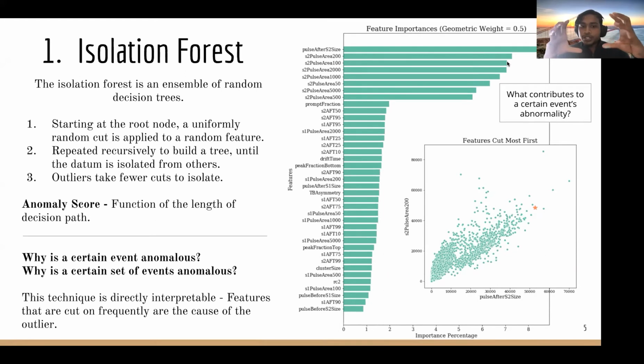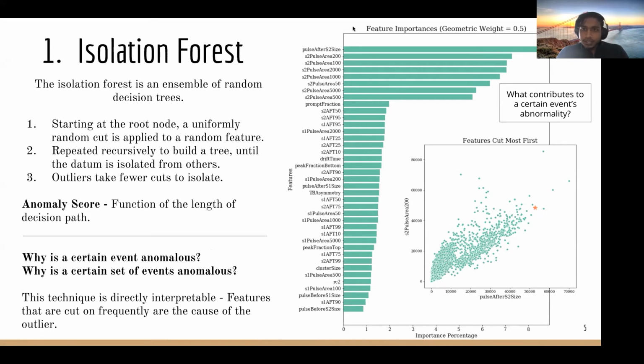Now, the more features are cut in these short decision paths, the more the features that are cut on are the features that contribute to the abnormality of these points. So we have a direct way of seeing which features are responsible for a point to be considered anomalous in this very high dimensional data space.